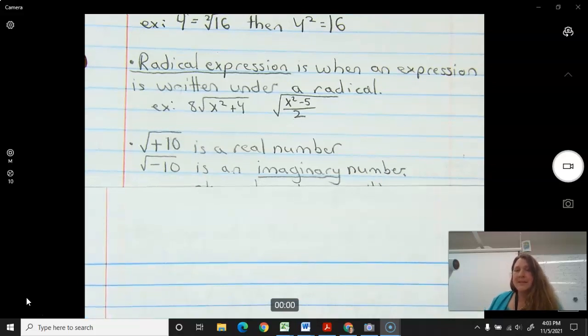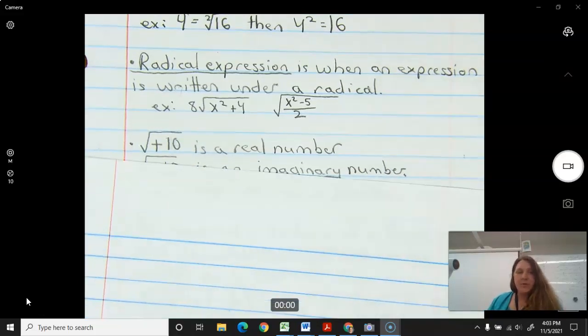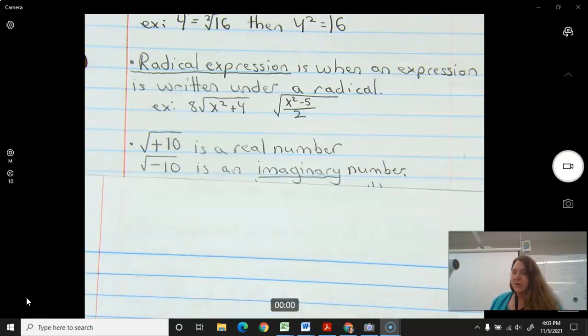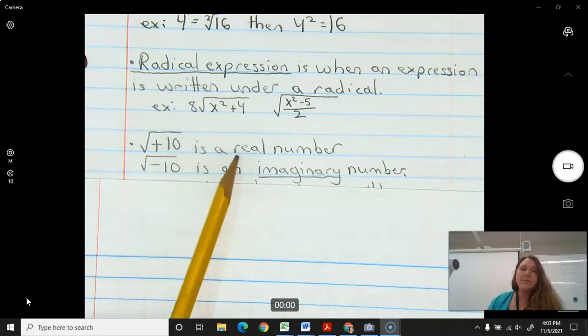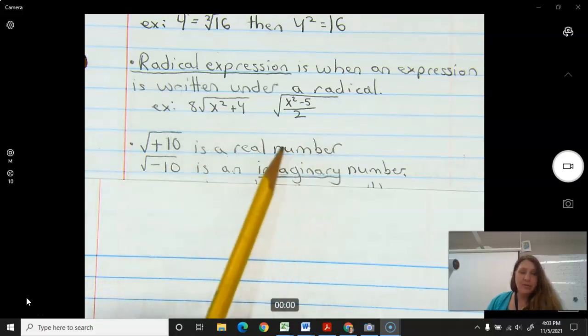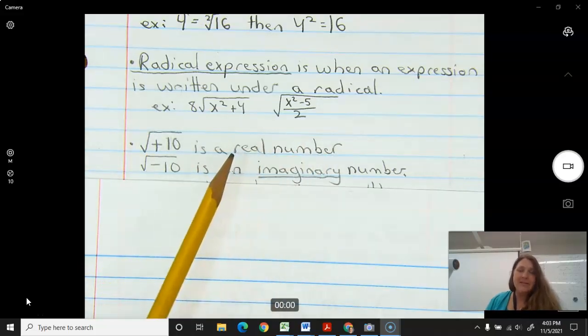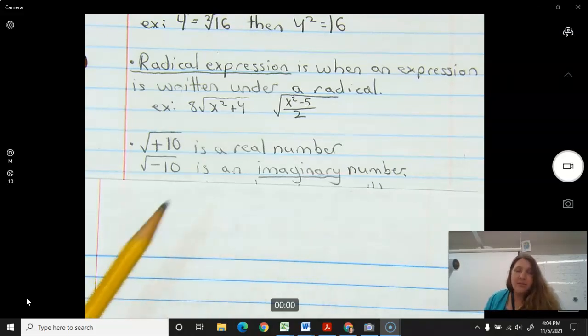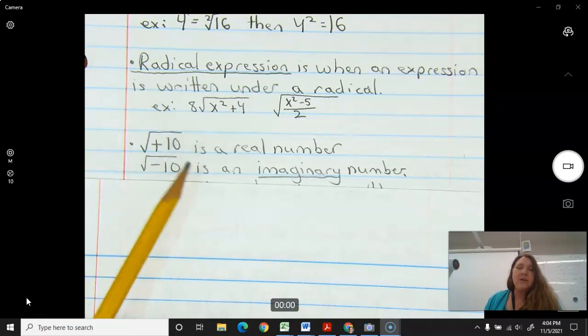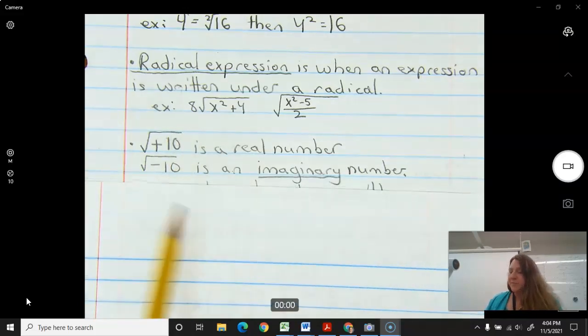So some other basic information when working with radicals is the fact that when you take a radical of a positive number, you'll in fact get what's called a real number. It's a number that can exist. Let's say the square root of 16. Well, that's 4 times 4, or -4 times -4. Those are both real numbers, and so in fact the square root of 16 in that situation would be a real number.